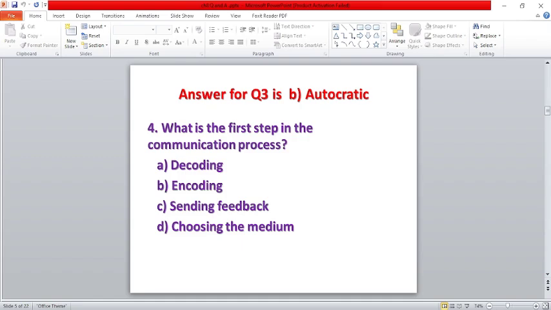Question number 4. What is the first step in the communication process? A. Decoding. B. Encoding. C. Sending feedback. D. Choosing the medium. The answer for question number 4 is B. Encoding.